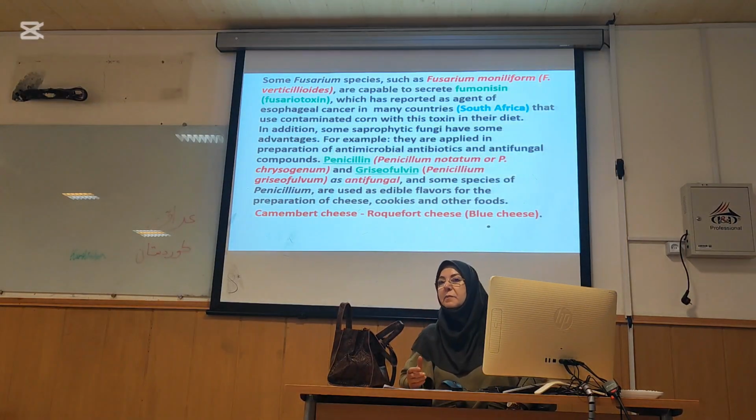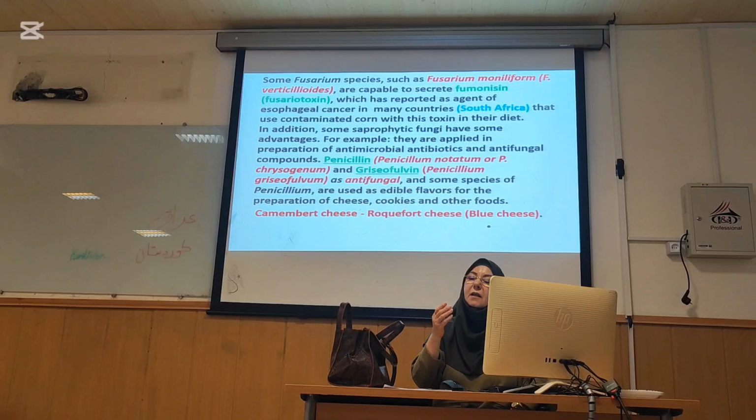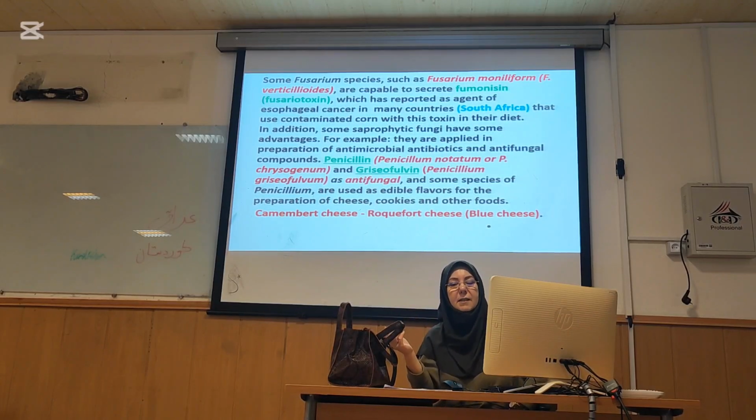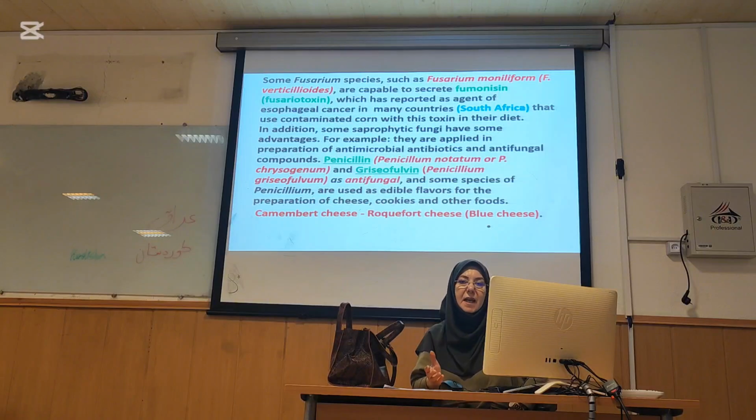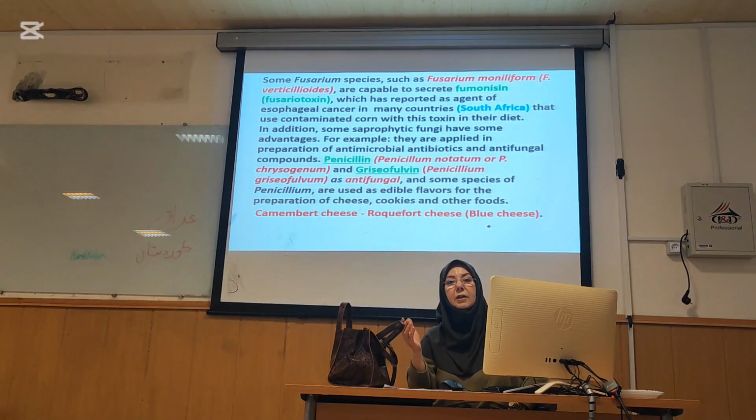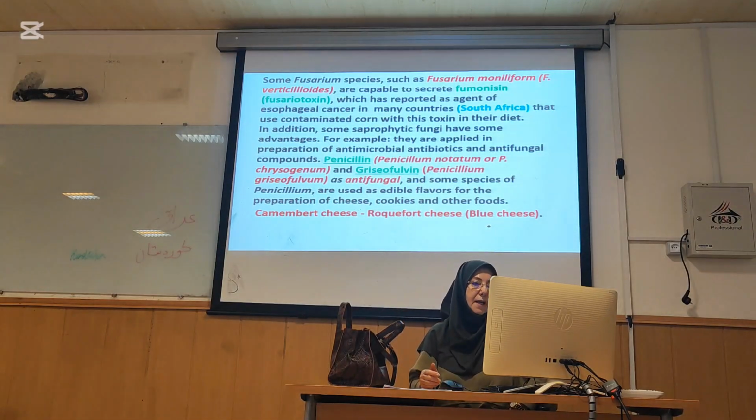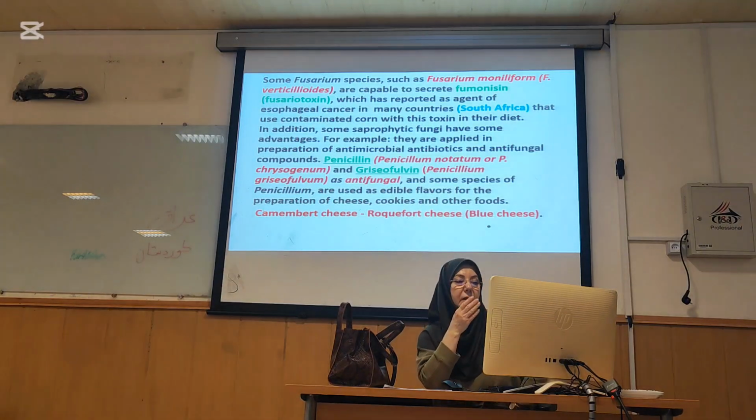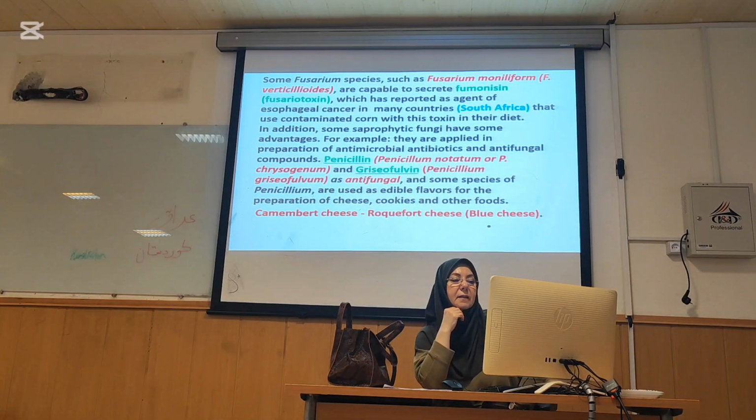Some Fusarium species can produce toxins that we name fusariotoxins. For example, fumonisin. Fumonisin is a kind of toxin produced by Fusarium, for example the fungus named Fusarium moniliforme.